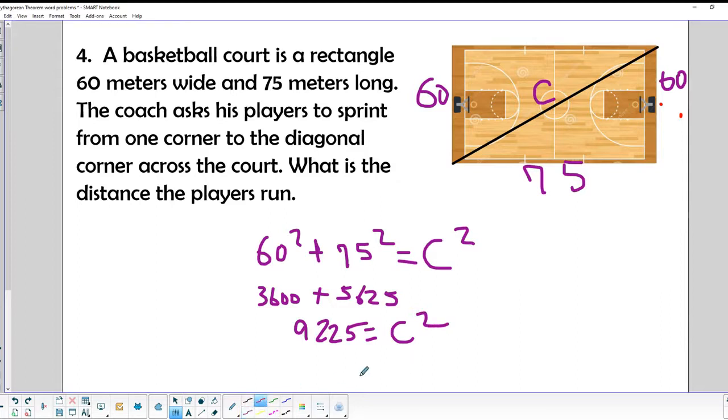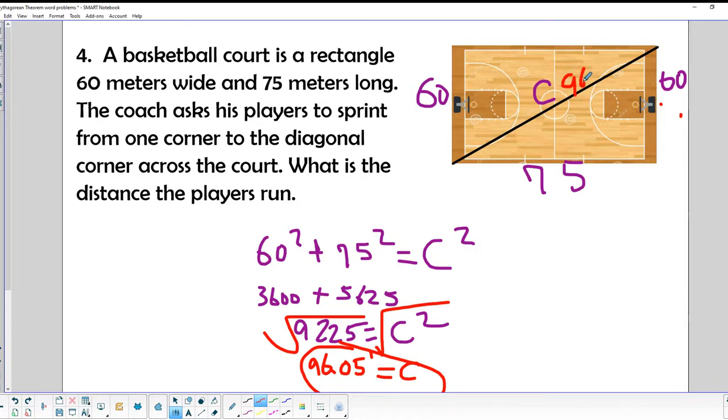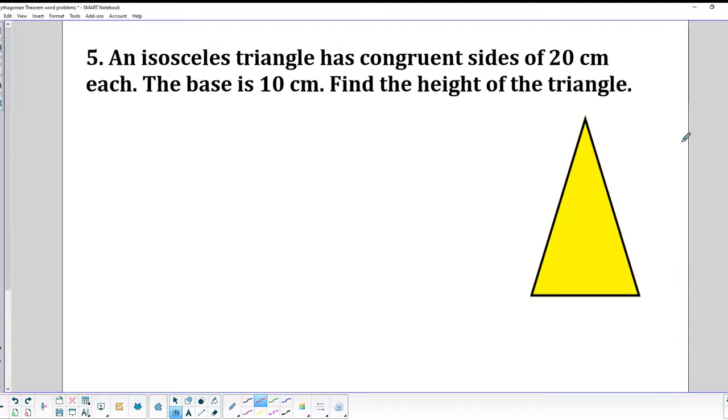So let's do our square root. Square root of 9,225 is 96.046. So it's going to be 96.05 feet. So C equals 96.05 feet. And that's that distance right there. 96.05 feet. All right. It's not looking too bad, is it? Okay, so what if we get a problem like this?